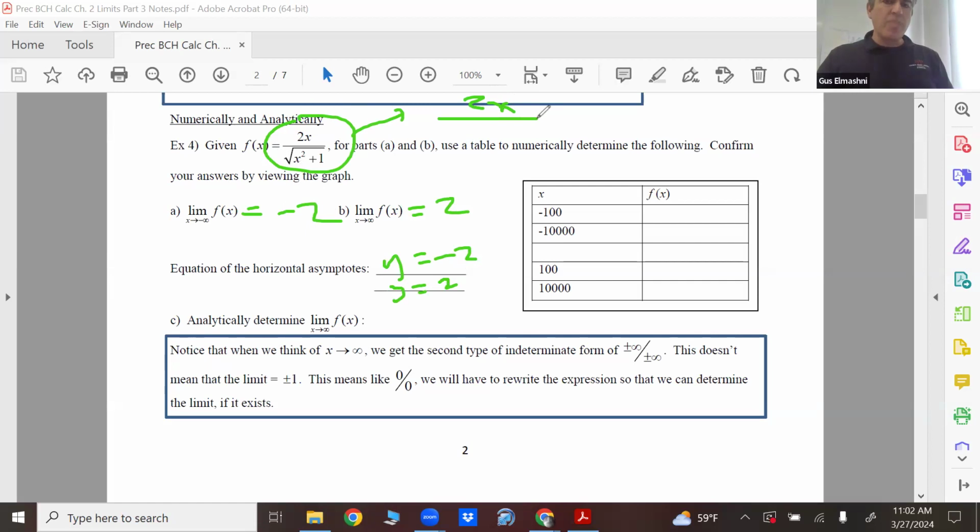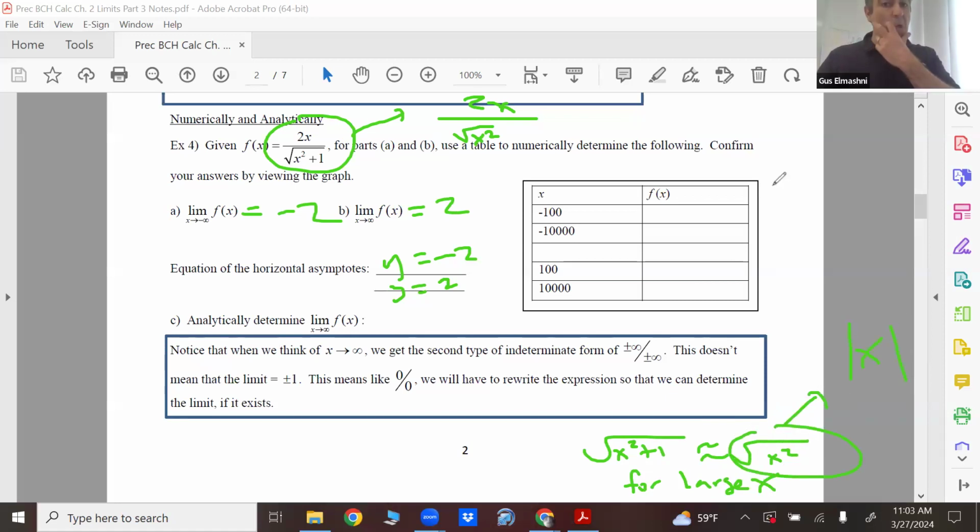Because ultimately it's kind of like this. Because root x squared plus 1 is approximately root x squared for large x. And what's that? That's the absolute value of x. We know this. So when x is negative, overall it's -2. When x is positive, it's going to be +2. So we analytically determine it.